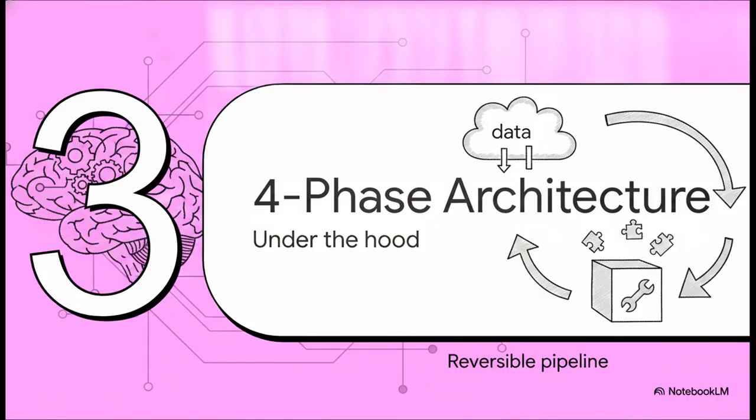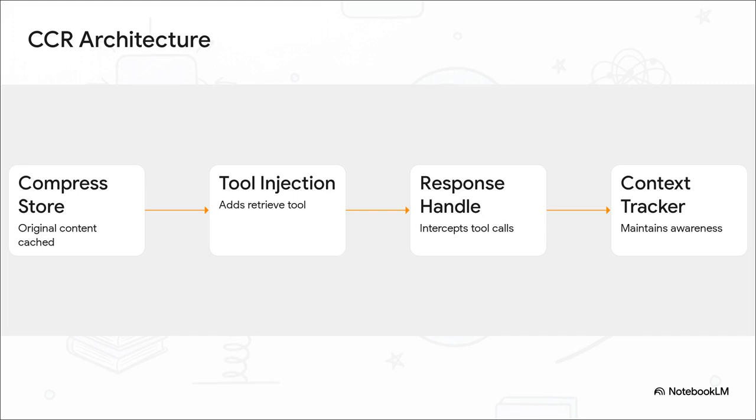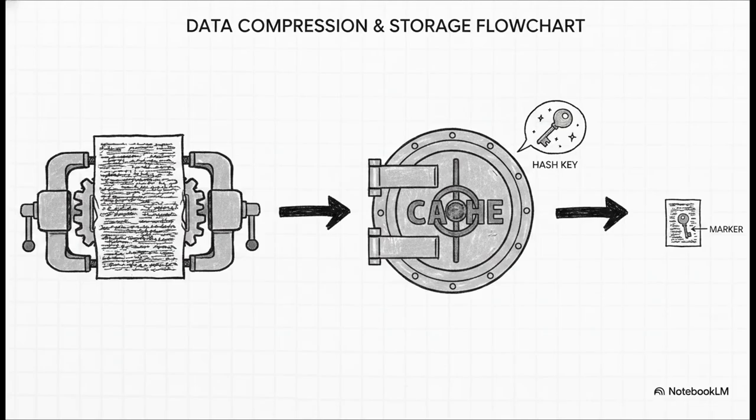Okay, Section 3, the four-phase architecture. Let's take a look under the hood. So you might be wondering, how does the model actually get that data back? Well, Headroom executes this flow in exactly 4 seamless phases: compression store, tool injection, response handler, and context tracker. And honestly, the best part? These phases happen completely transparently during your API calls. Your end-user client never even knows this complex dance is going on in the background. Let's break those down a bit.